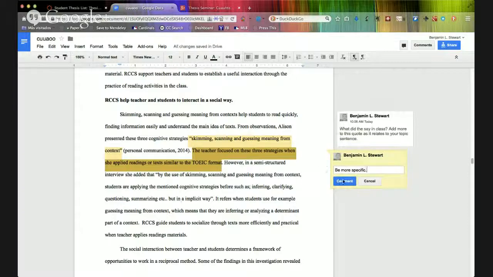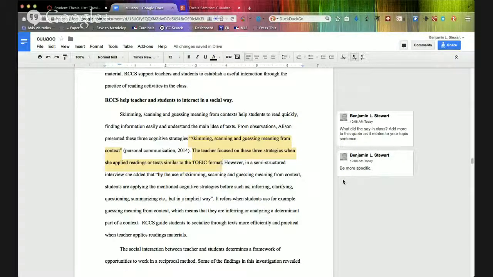The teacher focused on these three strategies. Can you be more specific? What did you observe? I mean, are there any patterns? Like, did they use skimming first, then scanning? Do they spend more time? How much time with skimming versus scanning?